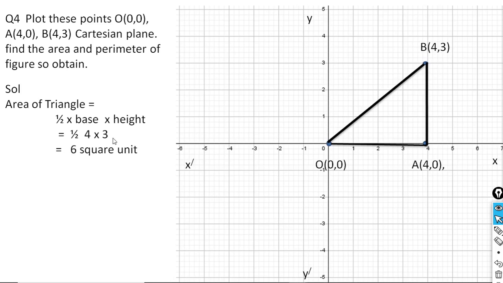And we want to find the area of the triangle. Area of a triangle is half base into height. The base will be 1, 2, 3, 4 units and height is 3 units. So we get 6 square units.